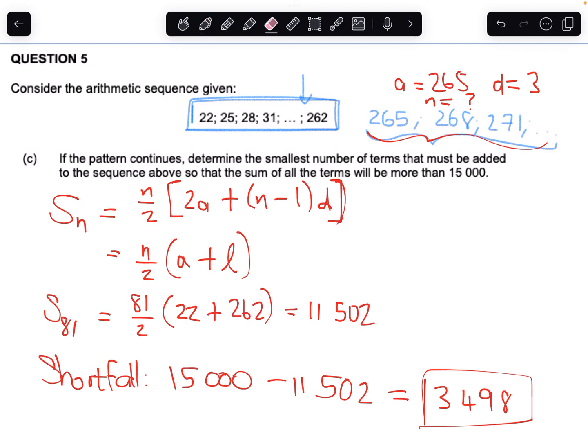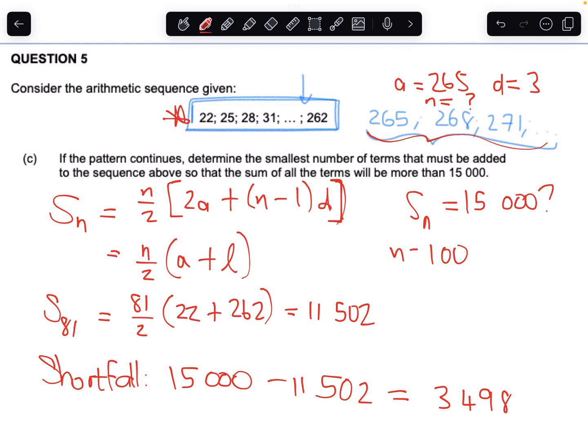The other way we could do it is to look at this sequence and ask, at what point will Sn be equal to 15,000? If the result comes back and says it's when n is equal to 100, then I know that right now I've got 81 terms, so I just need to add 19 more terms and then we're good. Either of those is the same potato, really.